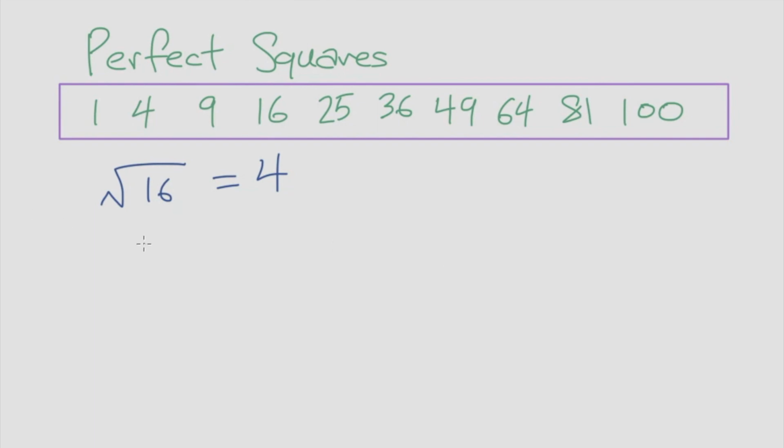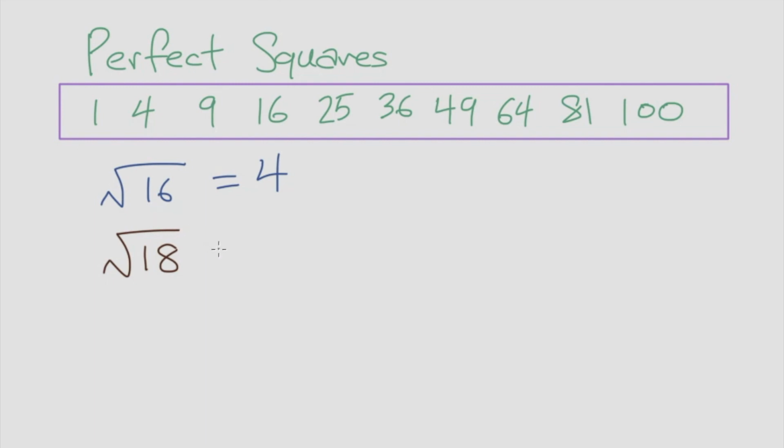But what if you had a trickier number? What if you had a number like, say, root 18? Well, 18 is not on this list of perfect squares, so there's no one integer where if you multiply it by itself, you get 18. What are we to do now?